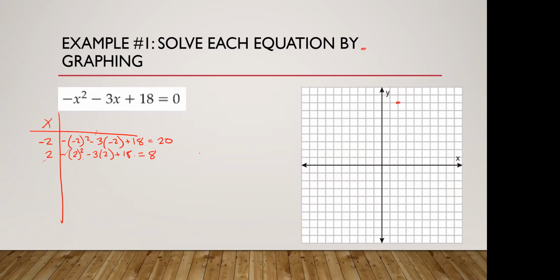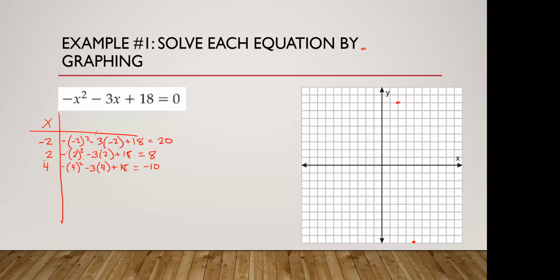So I'm going to try positive 4. I have negative, and then I put 4 in parentheses squared minus 3 times 4 plus 18. I follow order of operations and I end up getting negative 10. So when x is positive 4, I get negative 10. So that's down here. I know my parabola is going down, so that's a pretty big difference there.